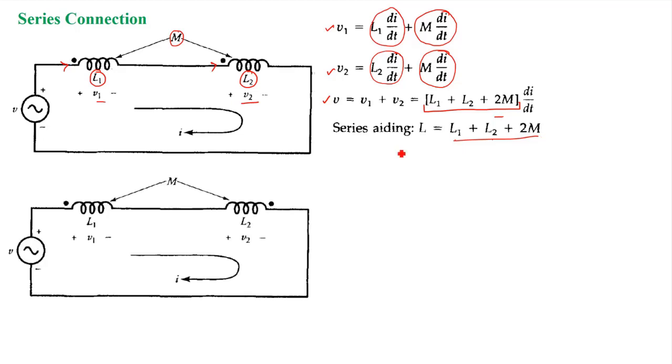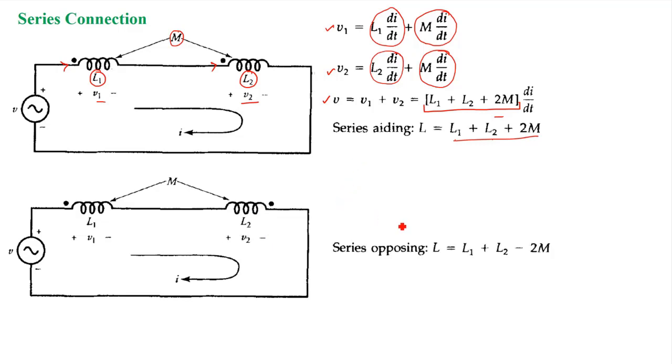Now similarly, if we have a circuit where the coils are connected in opposing fashion, that means the fluxes are opposing each other, right? You can see here the dot convention, the fluxes are produced in such a way that they are opposing each other. You can see here the voltage terminal, the plus terminal is not at the dotted terminal. If it is at the dotted terminal, then it would be the aiding fashion, right?